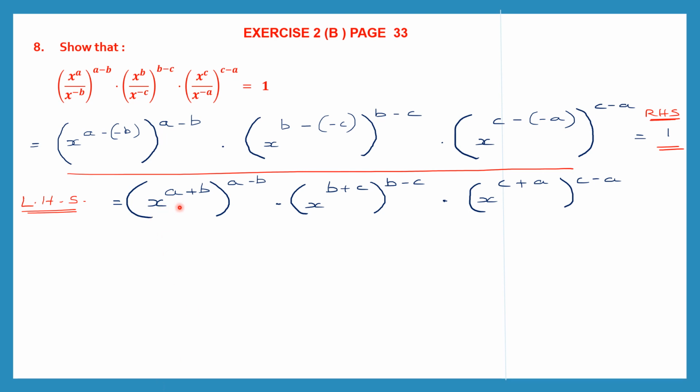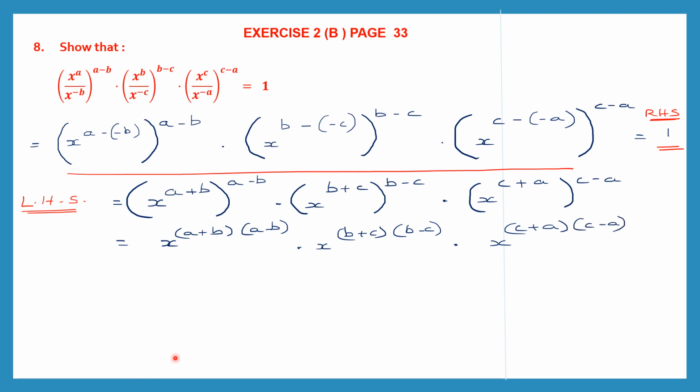Now here we have x raised to the power of a plus b, which is raised to the power of a minus b, and since we can apply the power law, it becomes multiplication. So this is equal to x raised to the power of a plus b into a minus b, into x raised to the power of b plus c into b minus c, because we are applying the power law here, into x raised to the power of c plus a into c minus a.